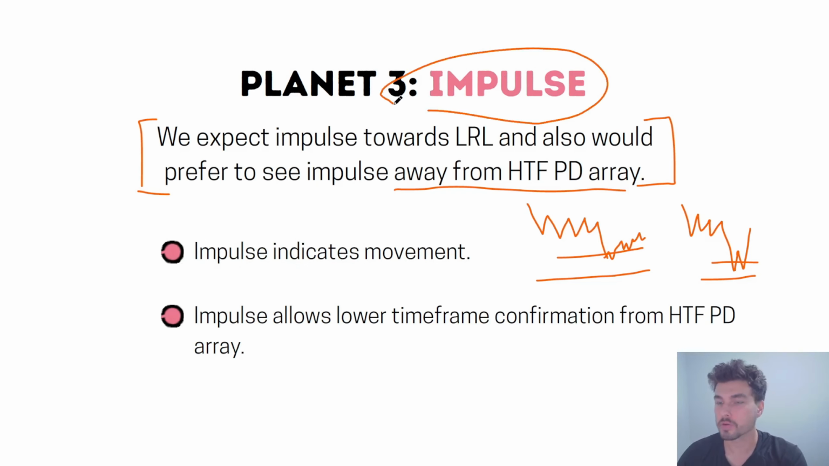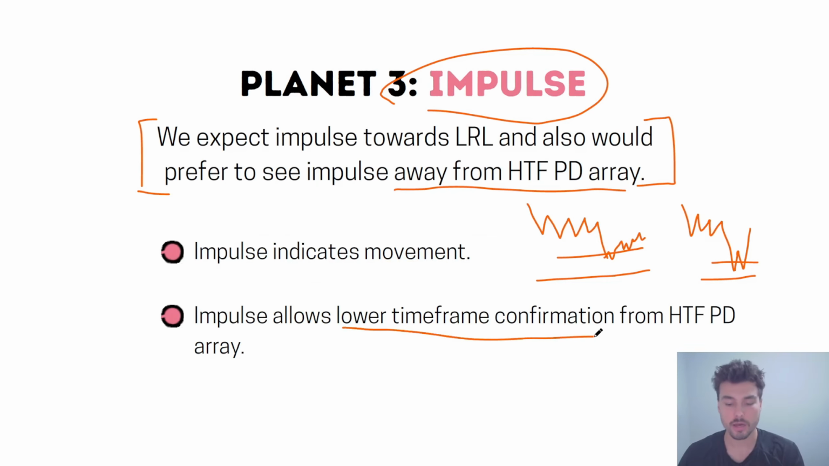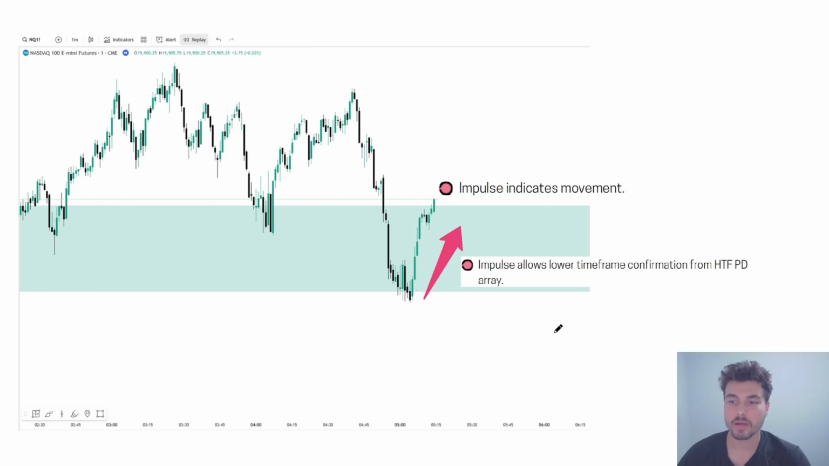But what is impulse? What does impulse do? What's it show me? What's it show you? Well, impulse indicates movement. Write that down. Impulse indicates movement. And impulse allows the lower time frame confirmation from a higher time frame PD array. Let's talk about it. So having a look here, this is that 15-minute FVG. Anytime we have impulse away from that, we can look for trades. If they happen during macros, even better.